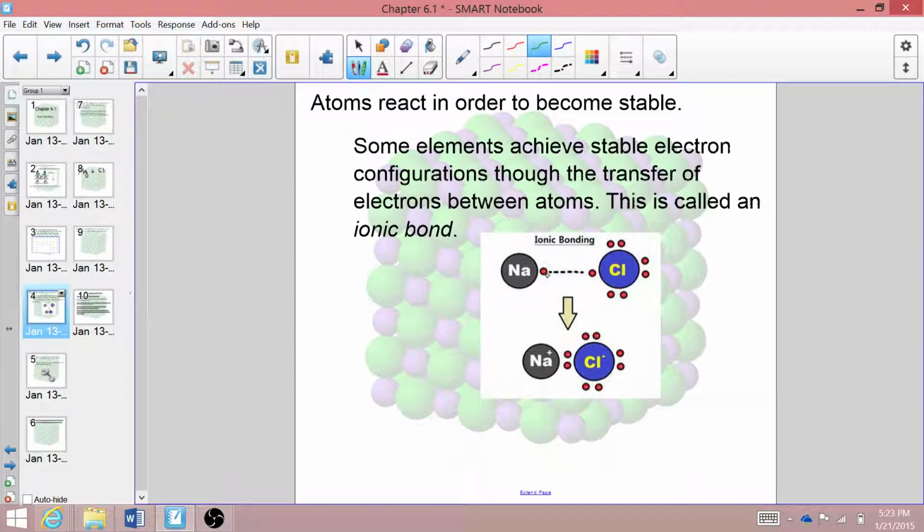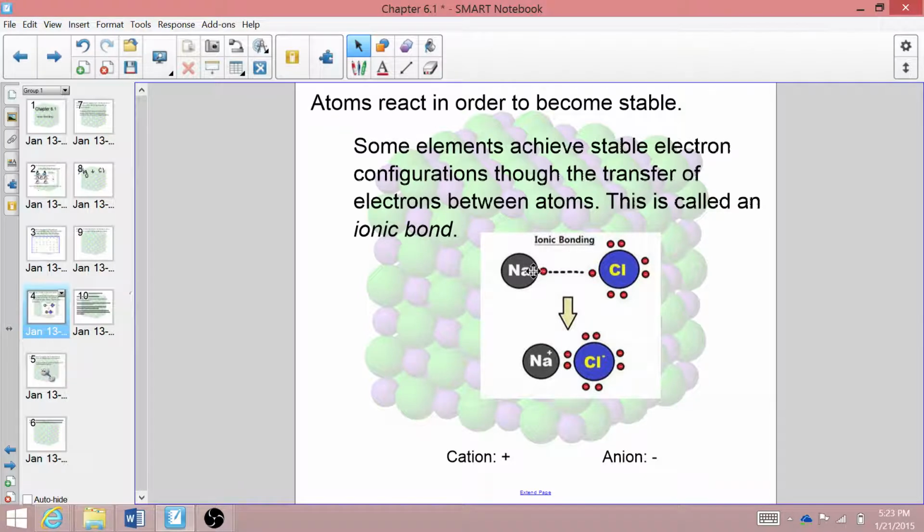Now, when that happens, when this electron gets transferred from sodium over to chlorine, chlorine is gaining a negative. So it goes from a neutral atom to a negatively charged atom. And any negatively charged atom is called an anion. It has a negative charge.